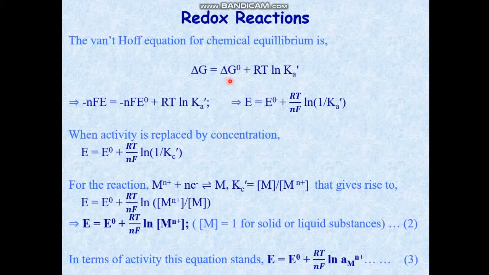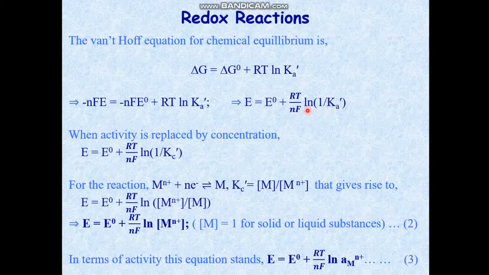Now we have to approach towards the Nernst equation. So in our previous class we have learned that delta G equals minus NFE, and if it is at a standard state, then delta G becomes delta G0 and E becomes E0. That means delta G0 becomes minus NFE0. So we have to put these values. Instead of delta G we write minus NFE, and instead of delta G0 we write minus NFE0. As a result, we get E equals E0 plus RT by NF ln 1 by Ka dash.